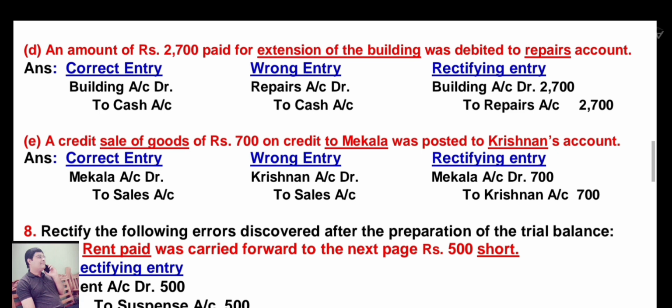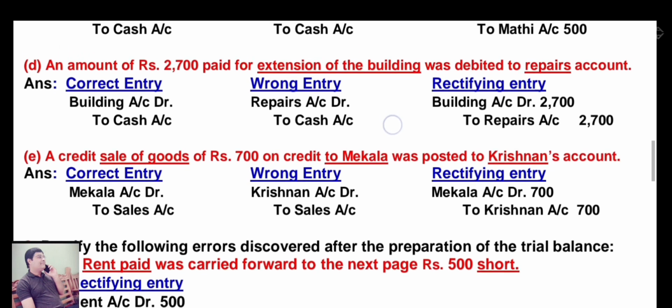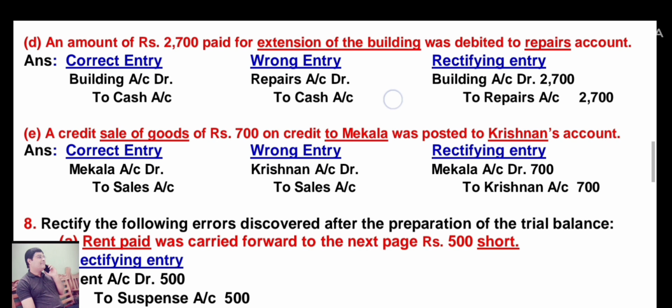Now see the correct entry. The correct entry is building account debit to cash account. But in the wrong entry, what did they do? They debited the repairs account. So in the rectifying entry, we first write the correct entry: building account debit 2700.